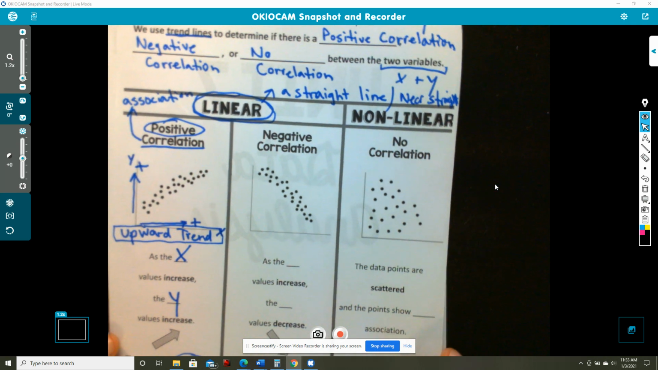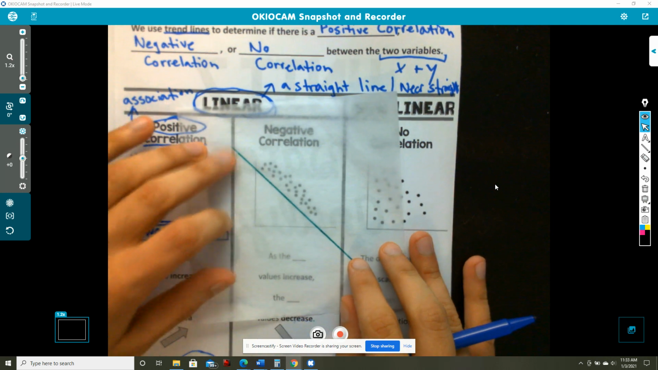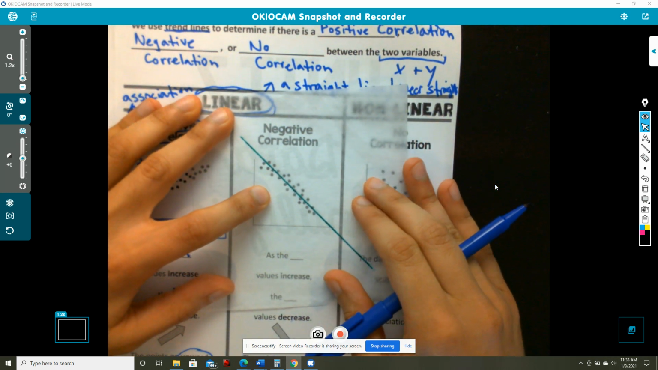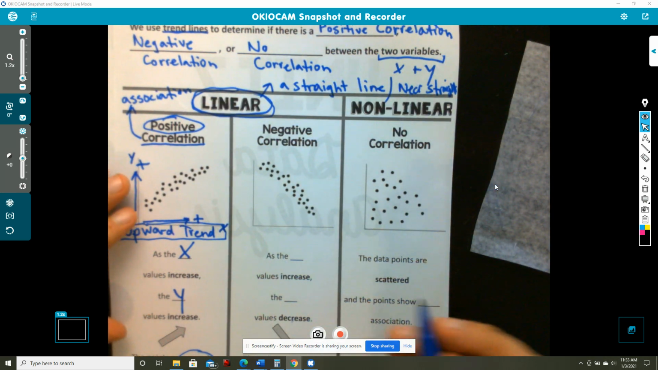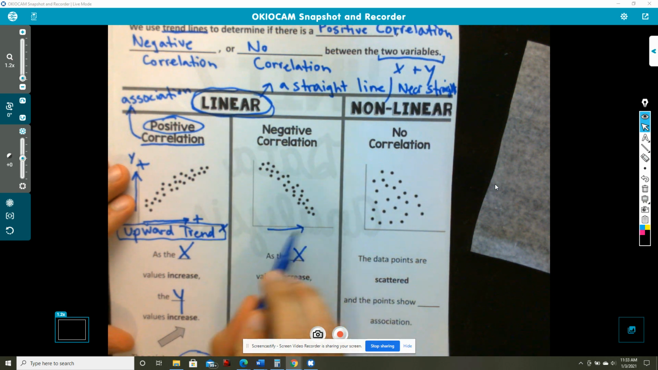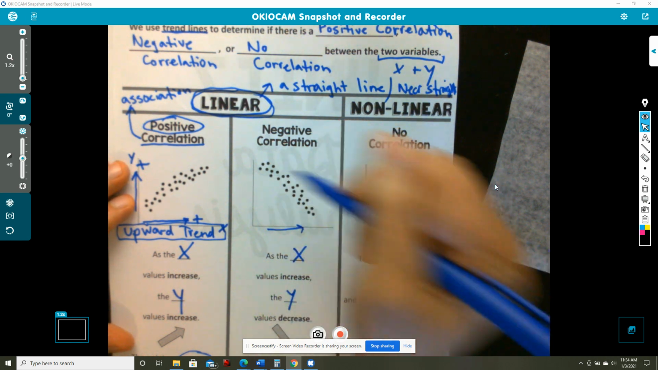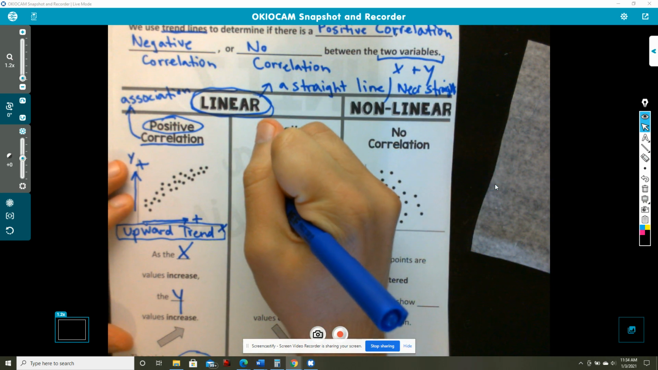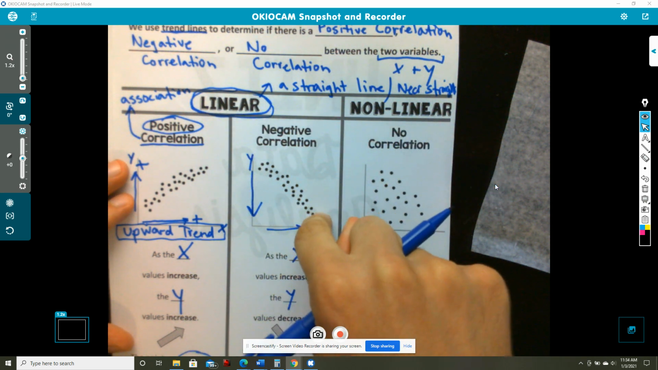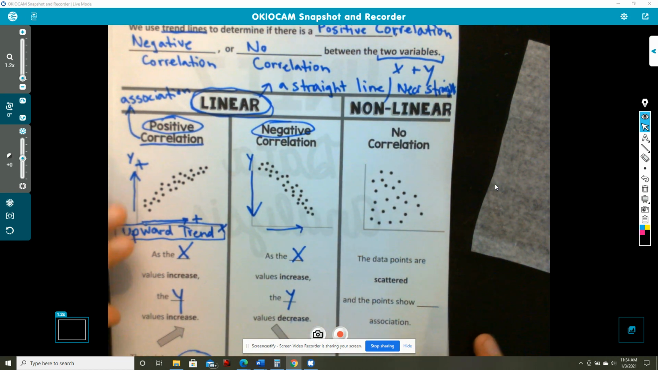All right, let's take a look at negative correlation. So negative correlation is the complete opposite. It's making a line going down. So that would make it negative. So as the X values increase, so going this way, they're increasing, the Y values decrease. Why are they decreasing? Because they're moving down. So relative to the Y, these values are moving down as the X values are moving up. So that would make it a negative correlation.